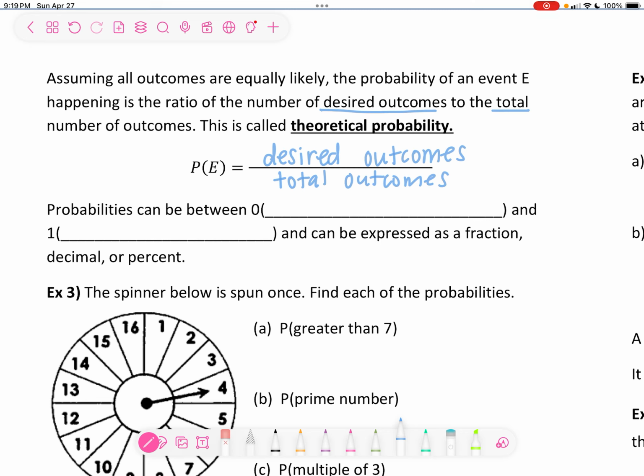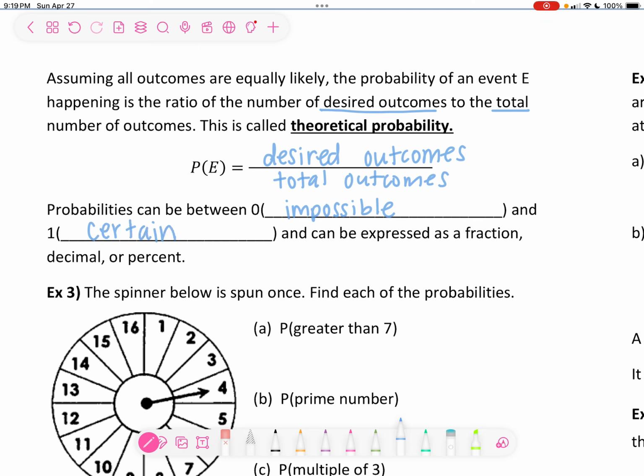Now, probabilities can be between 2 numbers, 0 and 1. A probability of 0, although not super common, means that the event is impossible. For example, if I say, okay, I have a 6-sided die, what's the probability of rolling a 7? It's impossible. There is no number 7 on that die. And then the highest that a probability can be is 1, and that would be something that is certain to happen.